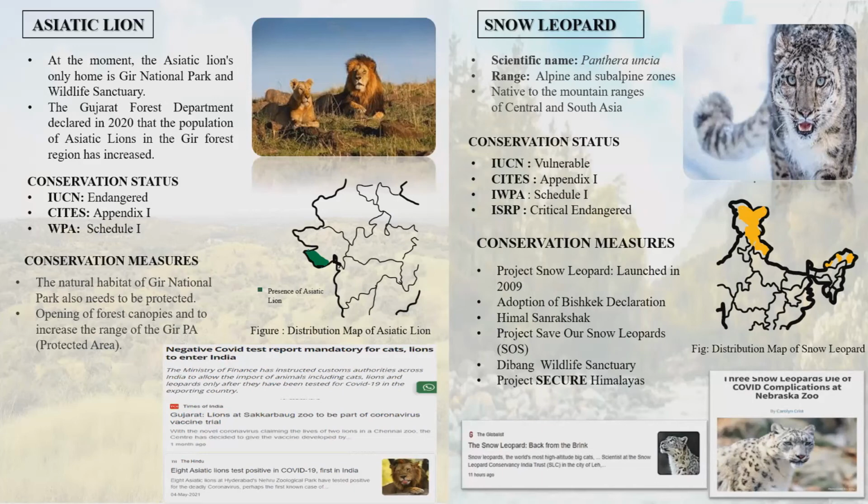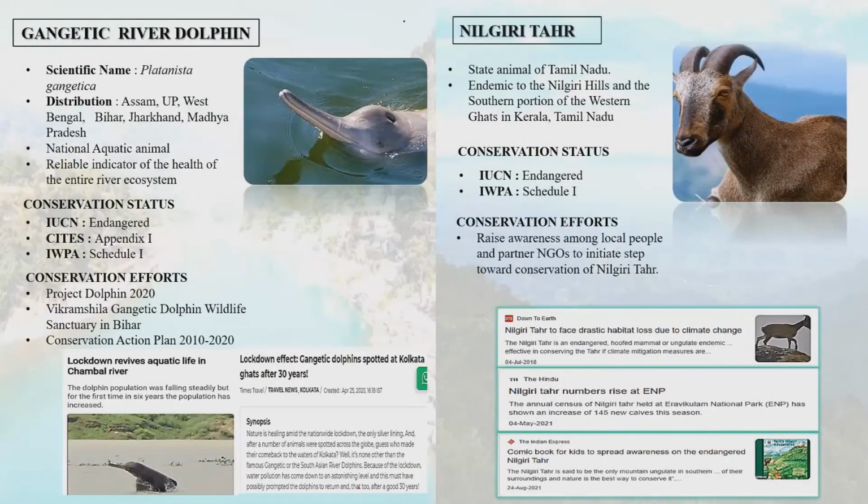Snow leopard, mainly found in alpine and subalpine zones. According to IUCN, it is vulnerable, but in India, it is critically endangered. Their number has declined due to COVID. For their conservation, the snow leopard was brought back from the brink and several projects were initiated, such as Project Snow Leopard and Secure Himalayas.